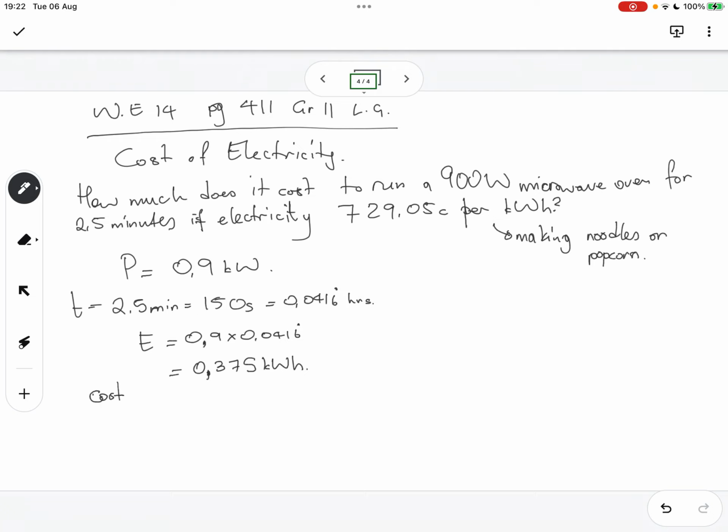So if the cost is 729.05 cents per kilowatt hour, then the cost is this. I'll need to multiply it by 7.29. No, man, that's not correct.